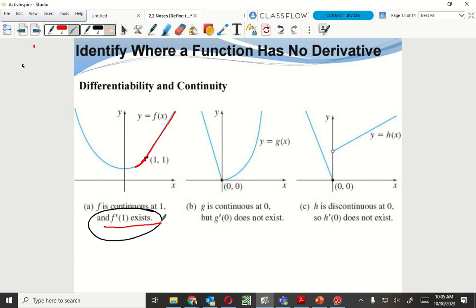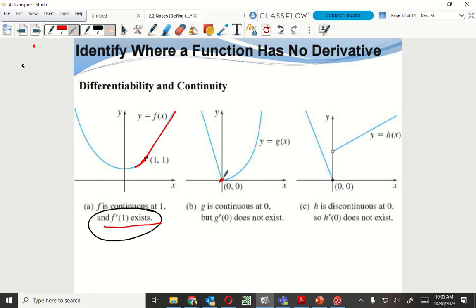G is continuous at 0, but why does G prime at 0 not exist? It's a corner, so it's changing slopes there. The left side and right side are not flowing into the same thing. Yes, it's continuous, but no, the slopes don't go together. So H is discontinuous at 0, so therefore H prime does not exist.